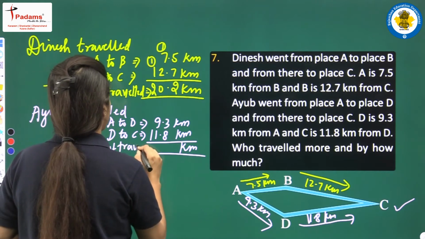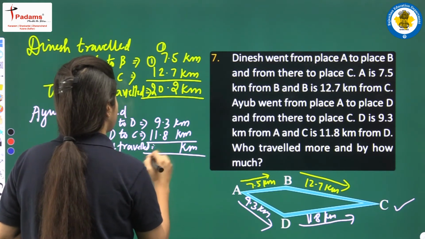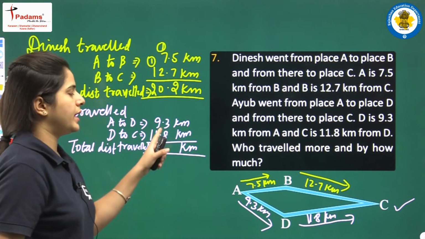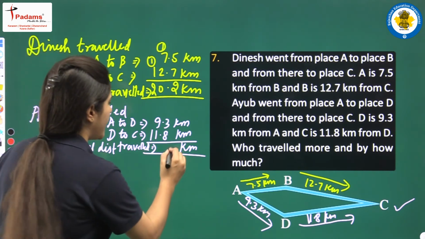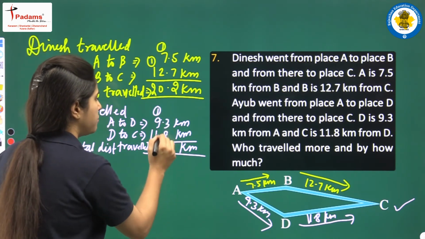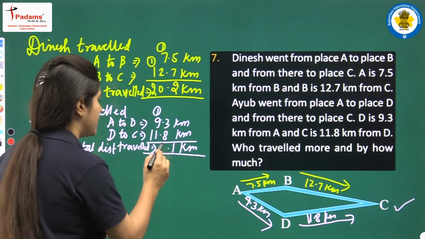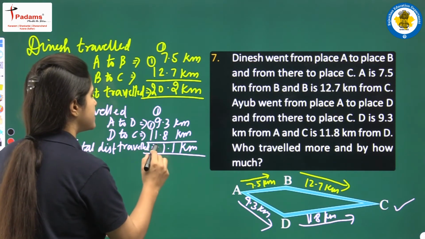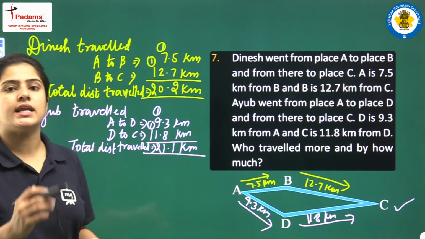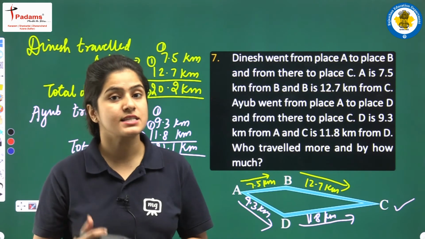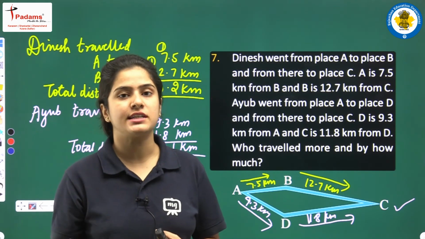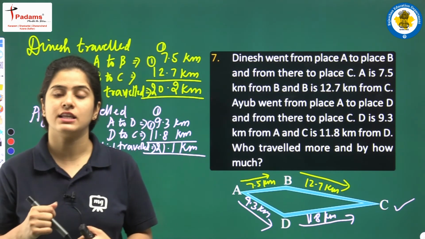what is the total distance travelled? 3 plus 8 is equal to 11, 1 at the bottom and 1 in the carry. Point, 1 plus 9 is equal to 10, 10 plus 1 is equal to 11, okay, and 1 in the carry, 1 plus 1 is equal to 2. So clearly 21.2 kilometers is the distance travelled by Ayub and 20.2 kilometers is the distance travelled by Dinesh.